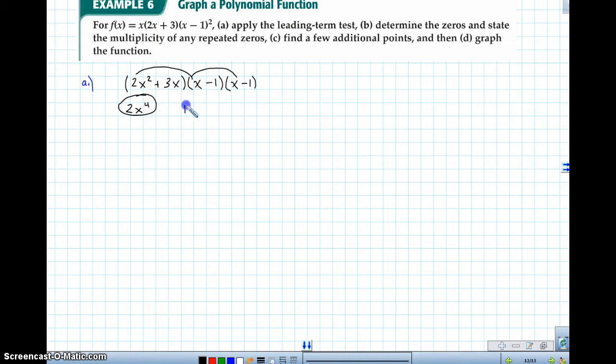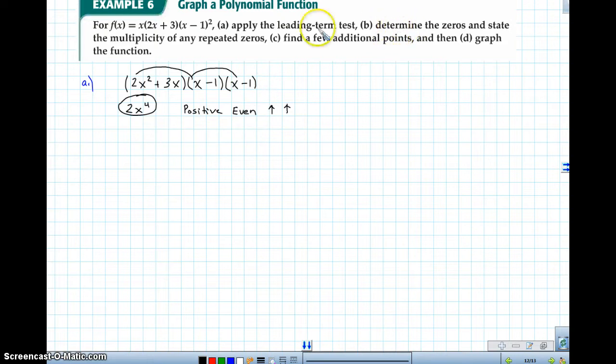So my leading term is positive, and it's even. And because it's positive, I know the right side of my graph is going to go up, and because it's even, the left side is going to do the same thing that the right side is doing. So they go in the same direction. So we're going to apply the leading term test. It's going up and up. It doesn't actually say to solve for the end behavior, so we don't have to write the limit part down, but this will help us sketch the graph, so it's still good that we did it.